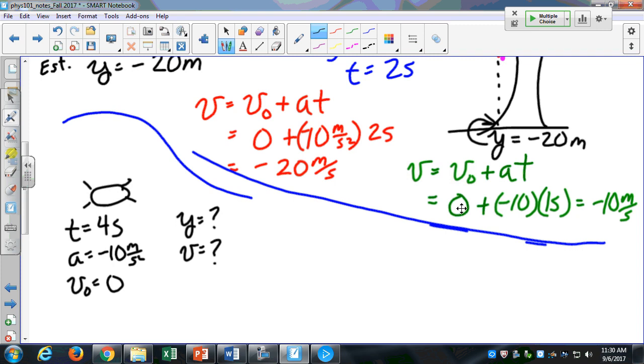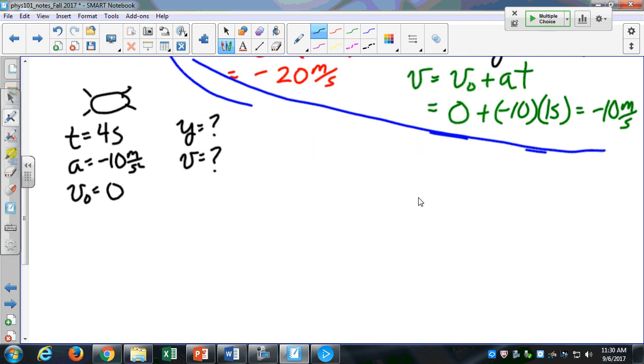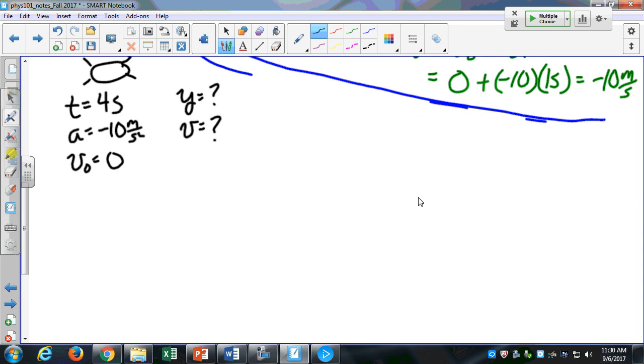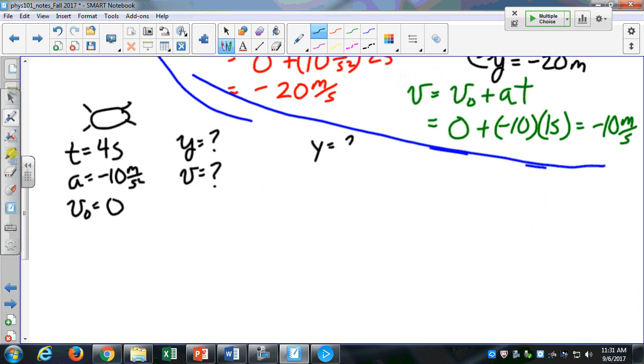Now, this time is twice the time that we had in the previous part, right? Because in the previous one, we found that the time that he was falling was this 2 seconds. So I want you to think now, if that was 2 seconds, what's going to happen in 4 seconds? Now, in the previous problem, the y was equal to, what was it? 20 meters. That was the height that he fell.